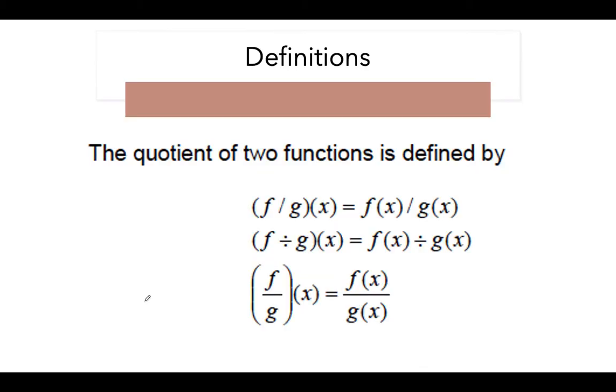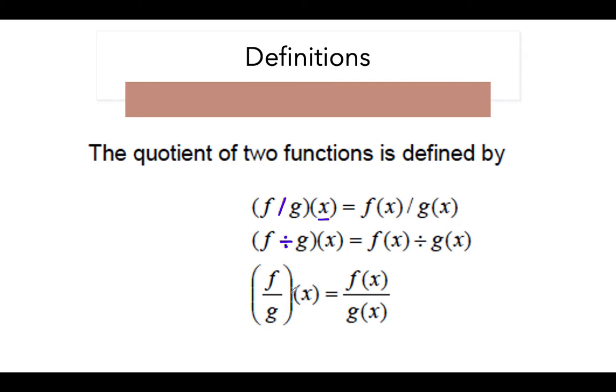Let's go over the definition of a quotient of two functions. A quotient could be defined by using a fraction button or with the division sign. What this means is that if the input is the same, x, then you can separate it by f of x divided by g of x. With division, it's the same thing, but with a different symbol, f of x divided by g of x.